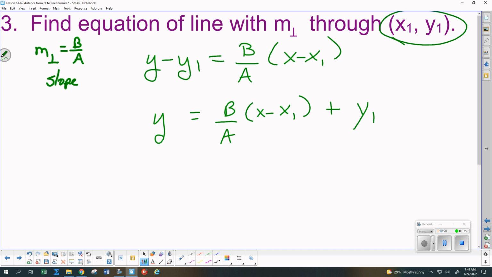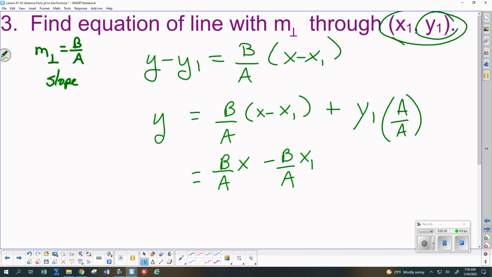Now I am going to distribute the b here. So I have b over a times x minus b over a times x1. And if I want to get a common denominator, I could multiply that y1, because it's just a number, times a over a.